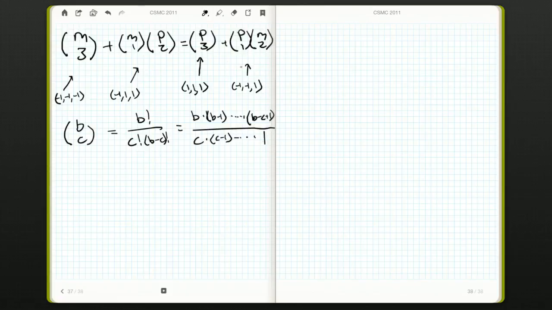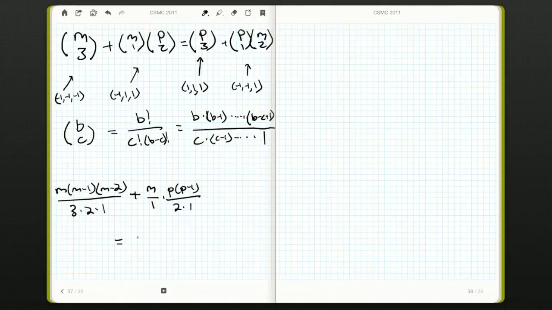So that tells us that this equation right here can be rewritten as m minus 1, m minus 2 over 3 times 2 times 1, which is 6, plus m choose 1, so that's m over 1 times p minus 1 over 2 times 1. And that's going to be equal to p minus 1, p minus 2 over 3 times 2 times 1, plus p choose 1, so that's p divided by 1, and m minus 1 all over 2 times 1.